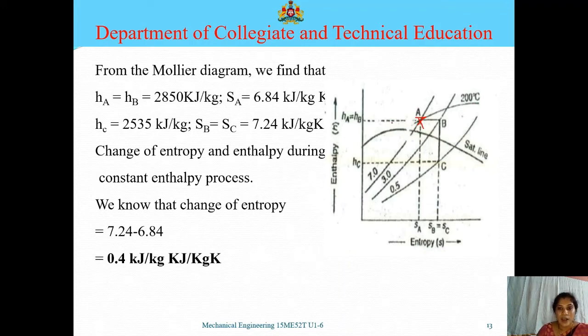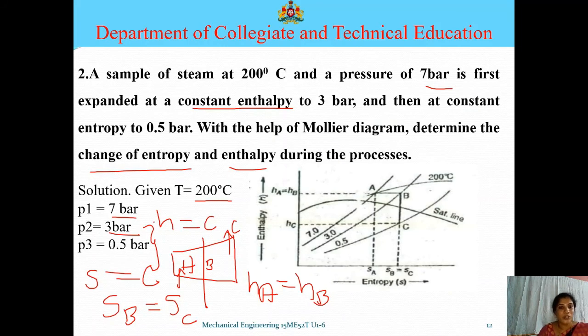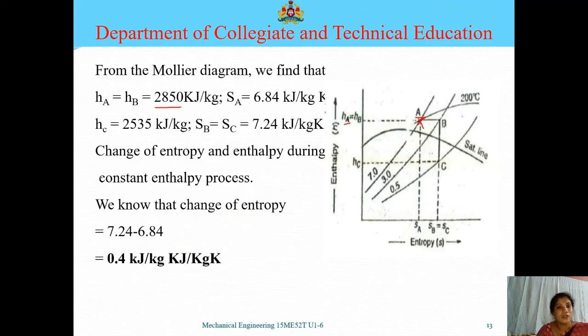Okay. So I'll draw a straight line. Then I'll find out HA. So HA is what? 2850. Okay. So in the beginning itself, I told you that since he has given that it is a constant enthalpy process, HA will be equal to HB. Therefore, I'll write it as HA equals HB, it is 2850.